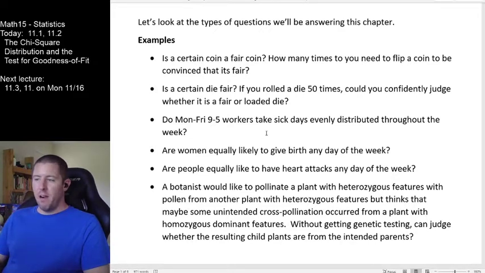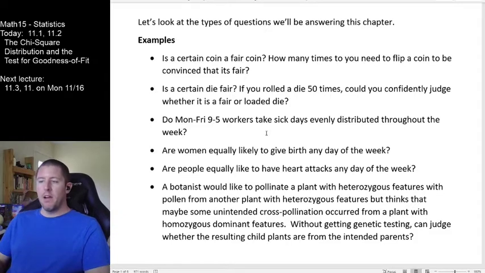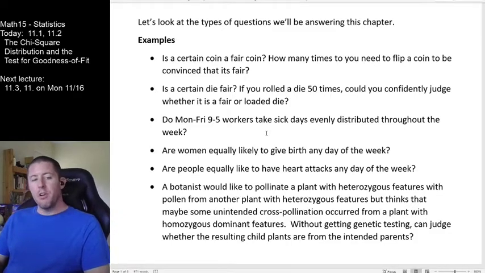Is a certain die fair? If you rolled a die 50 times, could you confidently judge whether it's a fair die or whether maybe it's been loaded so that one of the sides is more likely to come up than another? How many times do you need to roll a die for you to be convinced that it's equally likely that you're going to see any given outcome?